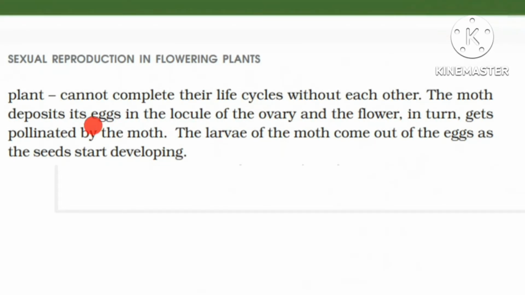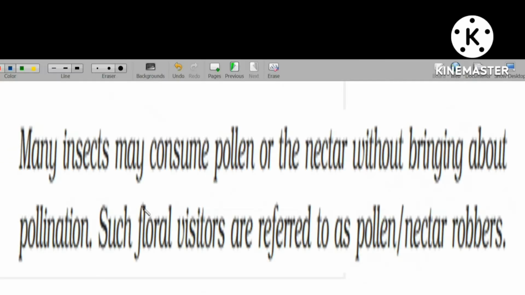The moth deposits its eggs in the locule of the ovary, and the flower in turn gets pollinated by the moth. The larvae of the moth come out of the eggs as the seeds start developing. Many insects may consume pollen or the nectar without bringing about pollination. Such floral visitors are referred to as pollen or nectar robbers.